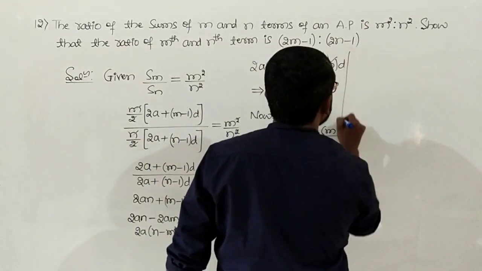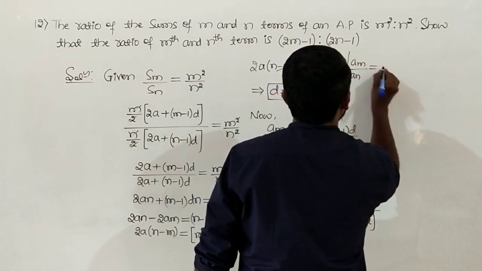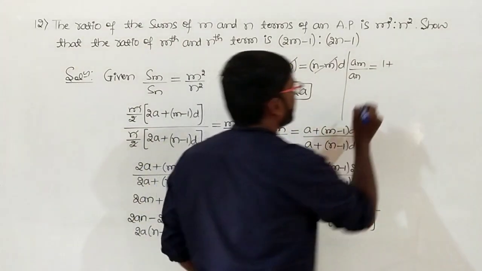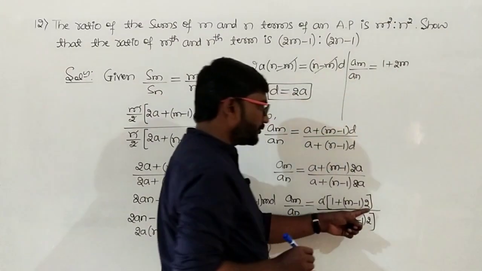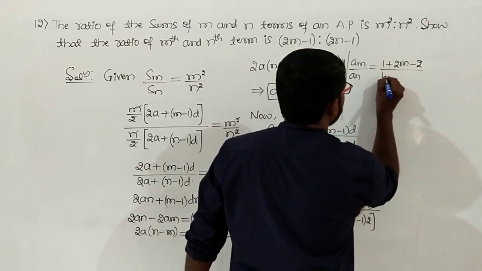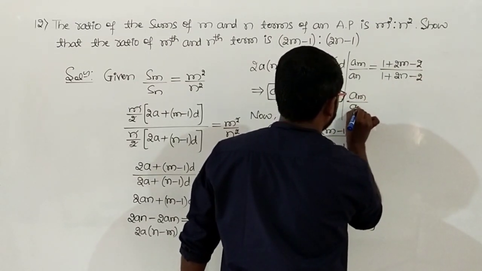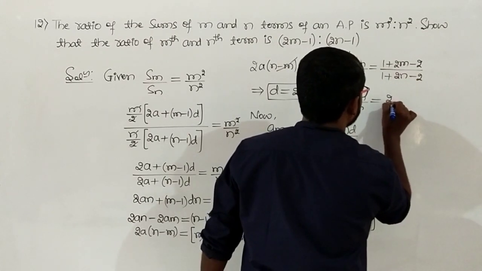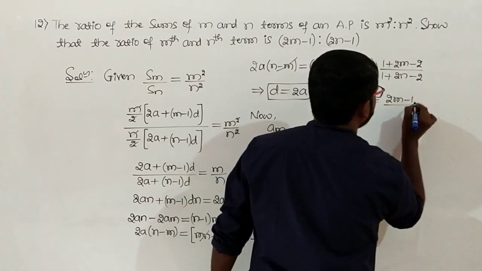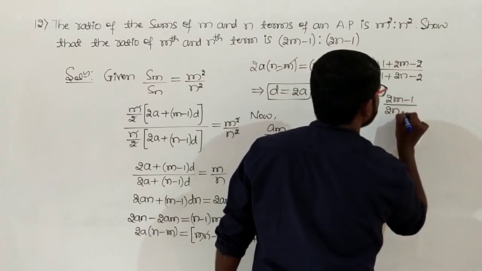So we'll write here am by an, this is equals to, write 1 as it is, plus 2 into m, it is 2m, then 2 into minus 1 it is minus 2, you get minus 2 divided by, similarly 1 plus you get 2n minus 2. So now am by an, which is equals to 2m, you write it as it is, and then 1 minus 2 it is minus 1, then divided by 2n, I will be writing it as it is, 2n as it is, then 1 minus 2 it is minus 1.